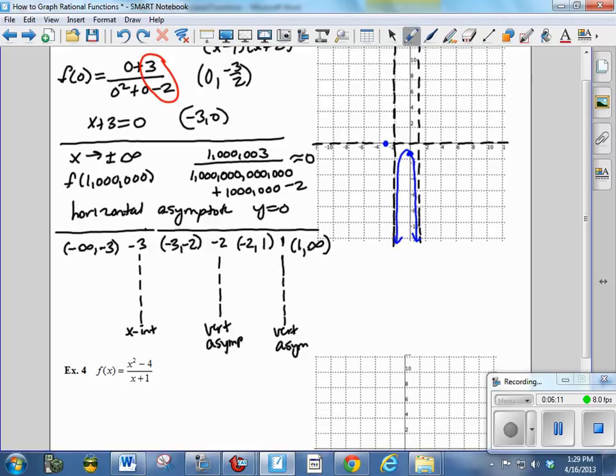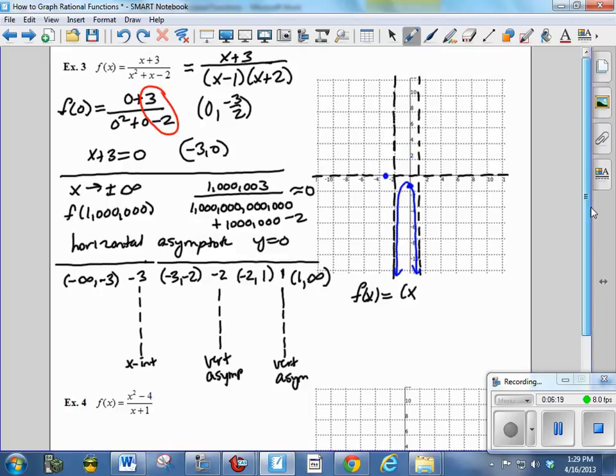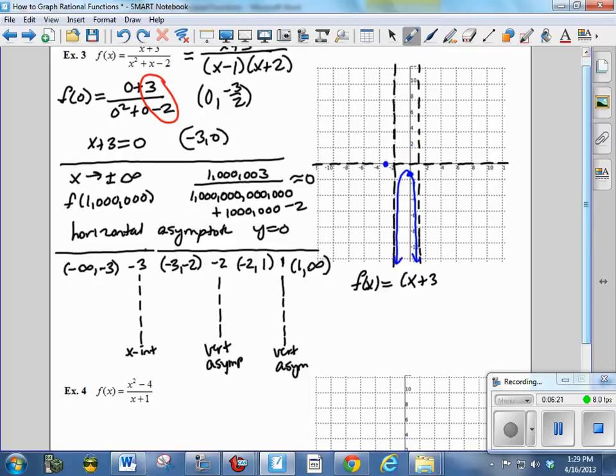Now, what I'm going to do is take the factored form of the equation. F of x is equal to x plus 3 over x minus 1 times x plus 2. This is easier to do when we're in factored form. Now I'm going to plug a number less than -3 into this equation. So imagine any number less than -3. It doesn't matter what you pick. So let's say we pick -4.